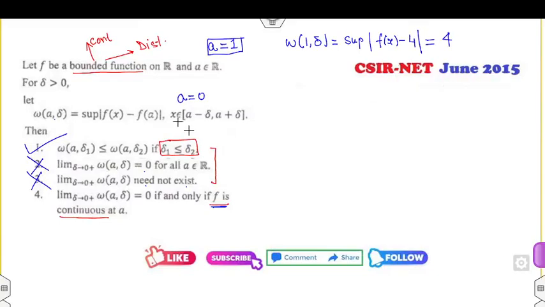Now the last option, if f is a continuous function, what does it mean?